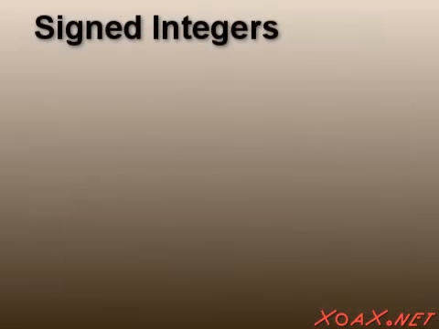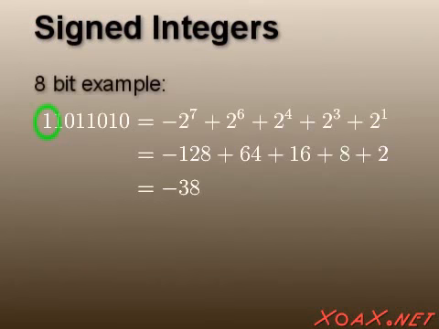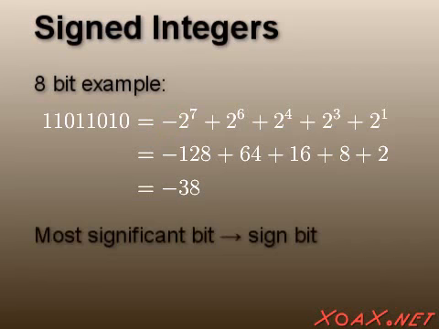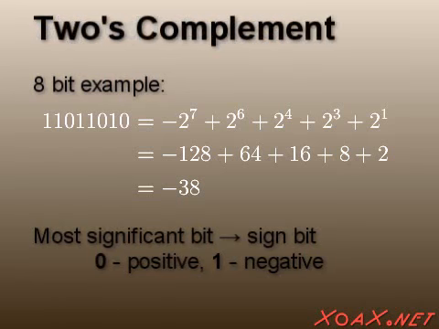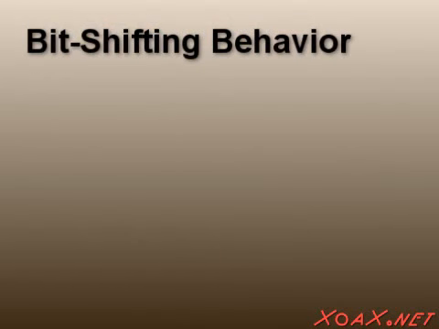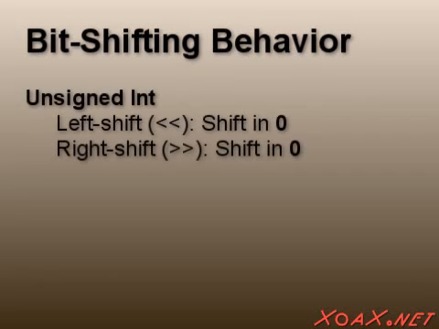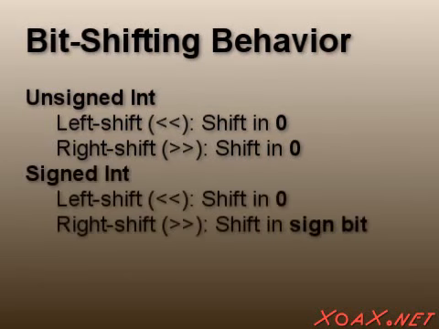We remarked that for signed integers, the most significant bit is assigned the negative of its normal value. This means that the most significant bit tells us the sign of the number. If the most significant bit is 1, then the number is negative, otherwise it is positive. This is called the 2's complement representation. To summarize, unsigned integer types shift in zeros for both the left and right shifts, while the signed integer types shift in a 0 for left shifts and a copy of the sign bit for right shifts.